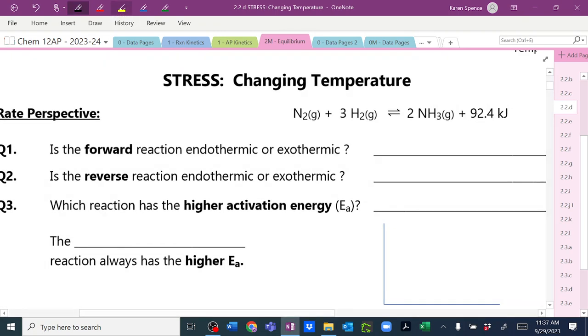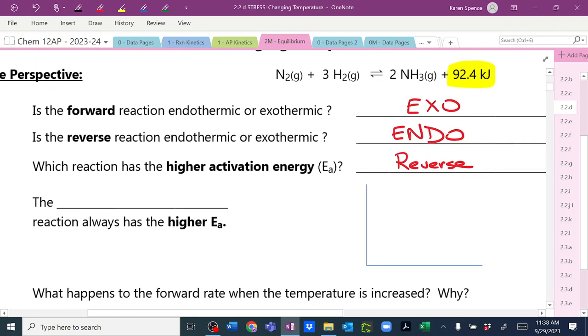Exo, thank you. Reverse reaction, therefore, is endo. Which reaction has the higher activation energy? Reverse. And if you have trouble envisioning that, we're going to draw it here.